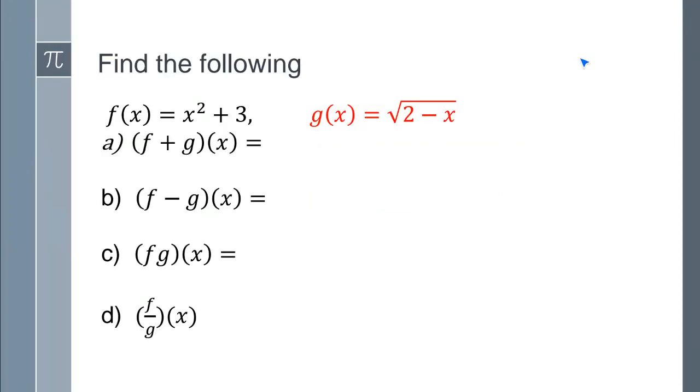All right. How about this one? Let's go ahead and practice with these two functions, okay? F of x is equal to x squared plus 3. G of x is equal to the square root of 2 minus x. So let's go ahead and do the addition.